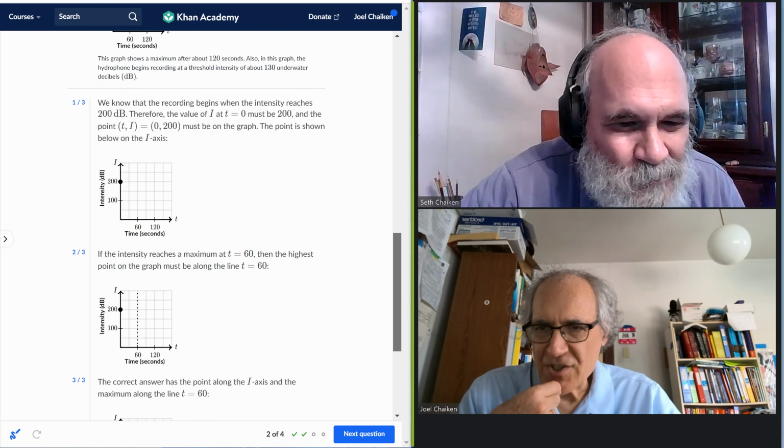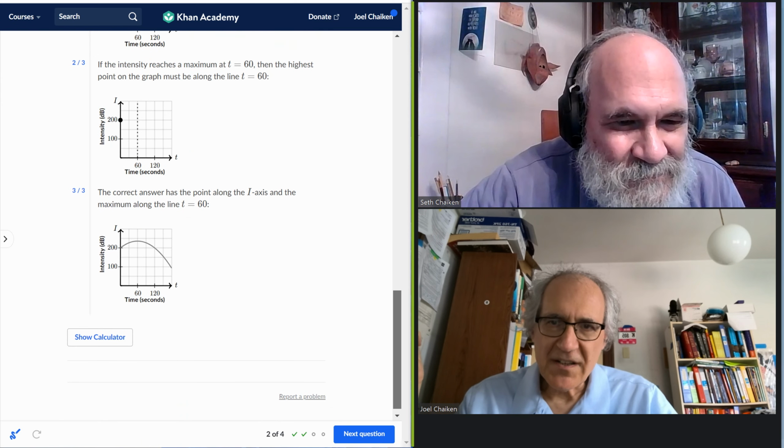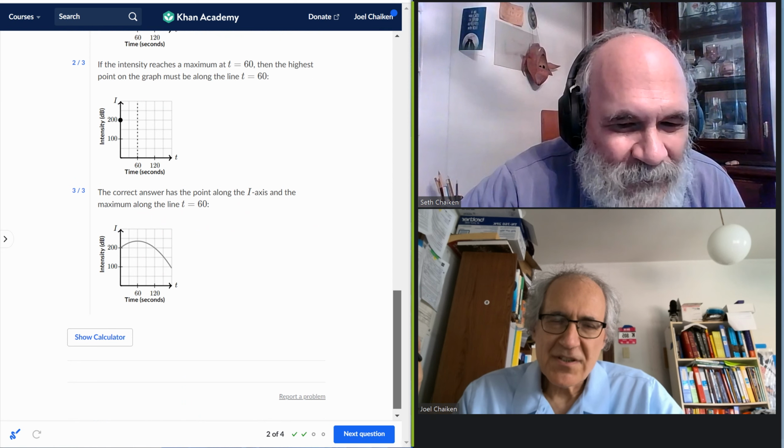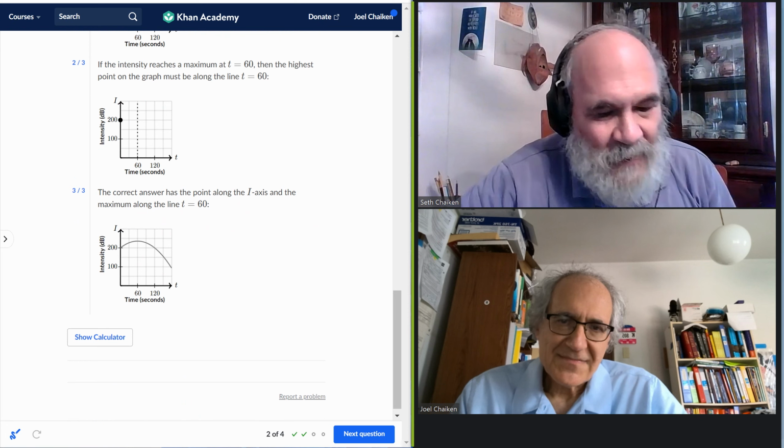That's by the way, also known as the y-intercept, the initial amount. If the intensity reaches 60, then the highest amount has to be at 60. So they say the only one that has that is answer one. Okay.